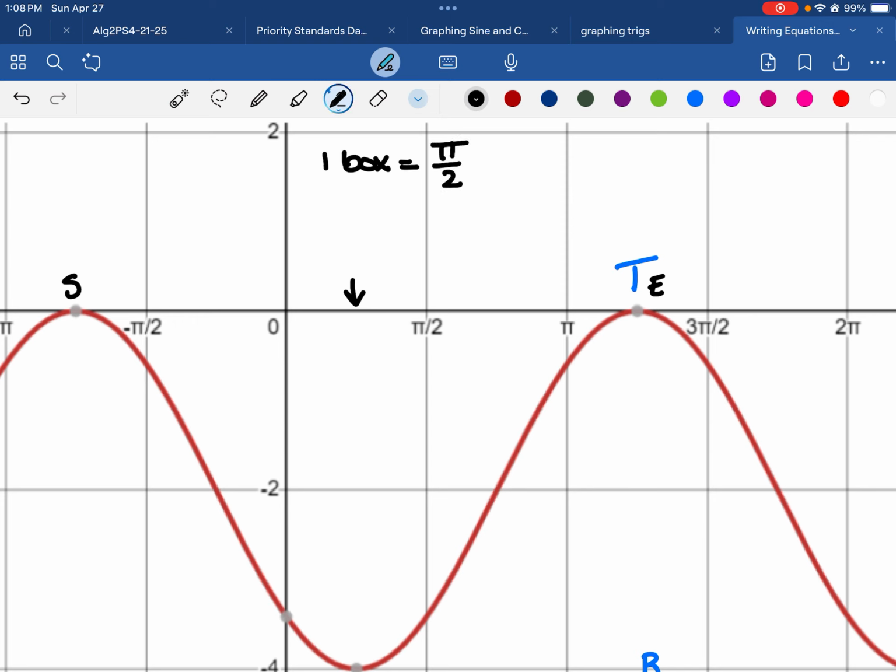So I have a half a box here. I have 1 box here, 1 box here, 1 box here, and half a box here. So I have 4 boxes. So 4 times pi over 2 equals 2 pi. So my period is 2 pi, so my B value did not change.